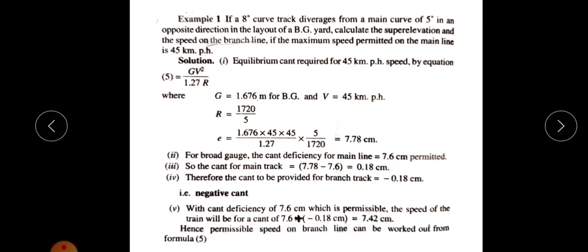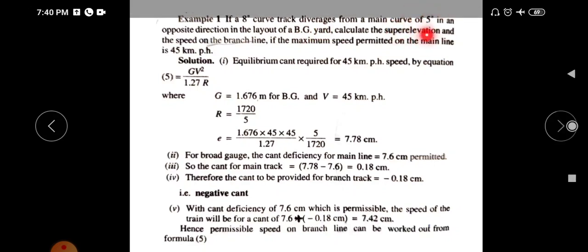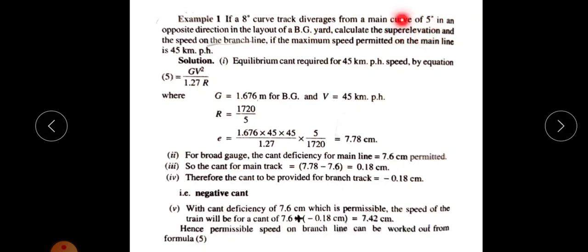So here G is, since it is broad gauge, what is the gauge distance? G is equal to 1.676 meters for broad gauge and V is 45 km per hour. Next, what is R? R is not given. That is, the radius of the curvature is not given, but instead of that they have given the curvature. So what is the curvature of the main track? Main track degree of curvature is 5 degree.